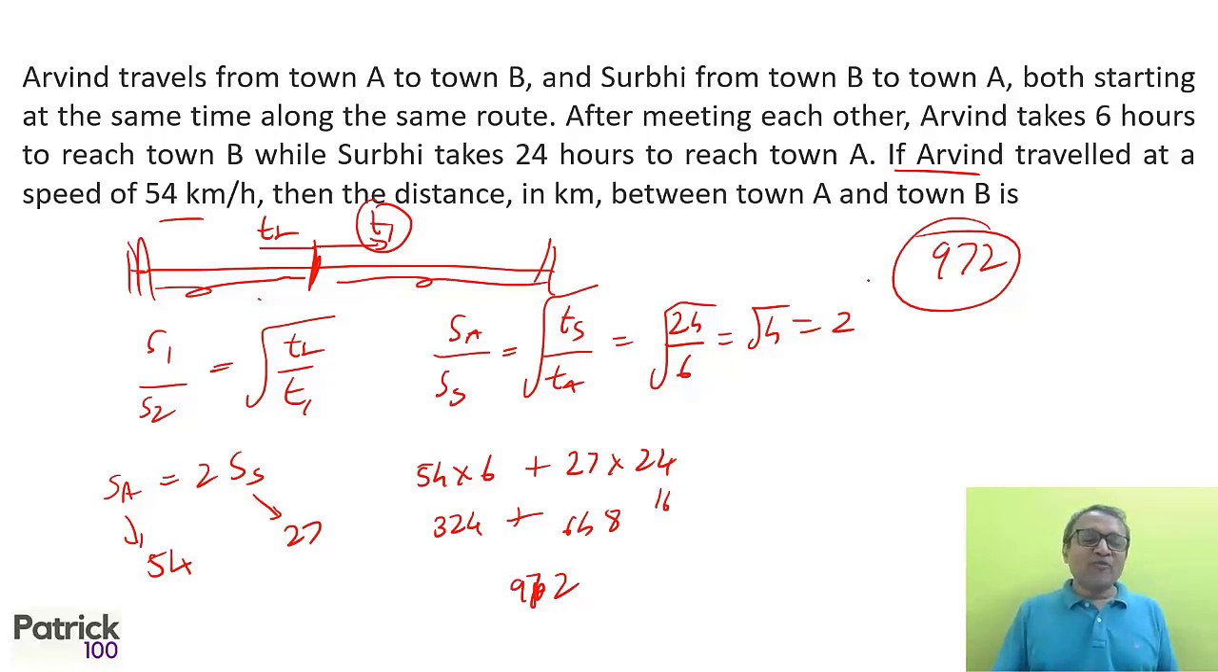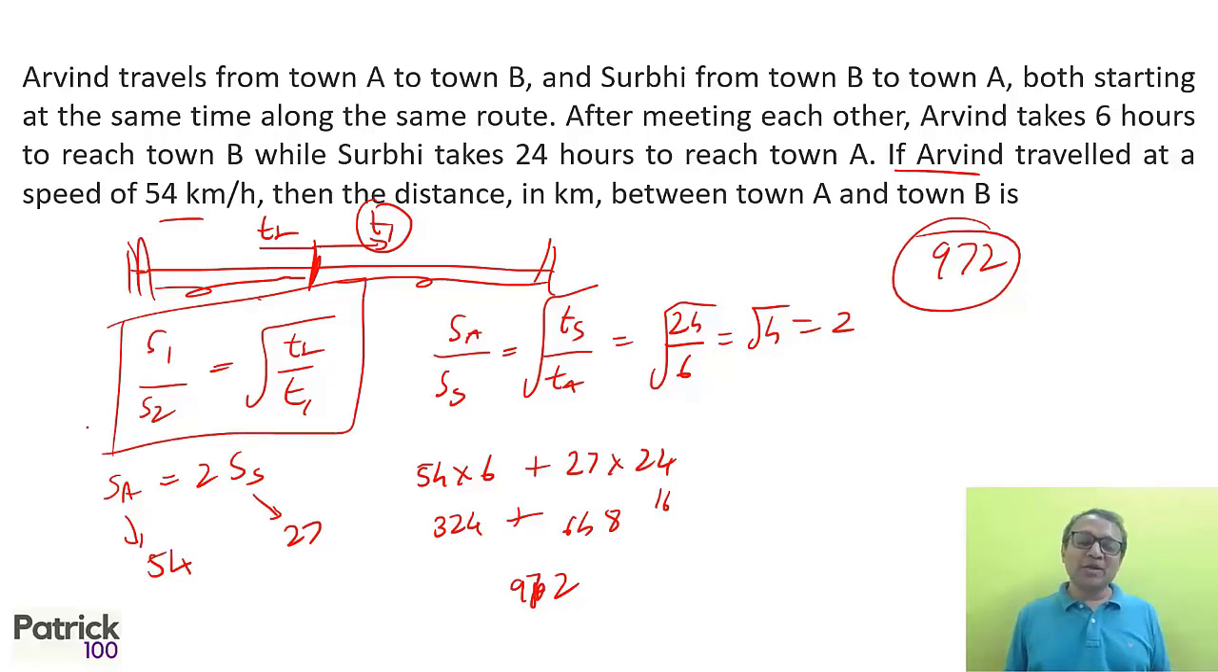So it's based on one formula concept. If you know this concept, then it becomes easier to solve, because you know the speed, the time is given to you, and then you can solve for the distance.